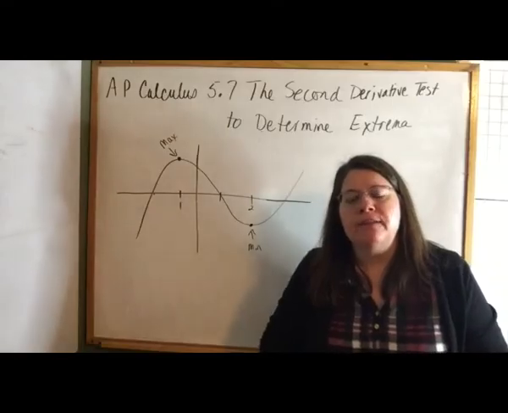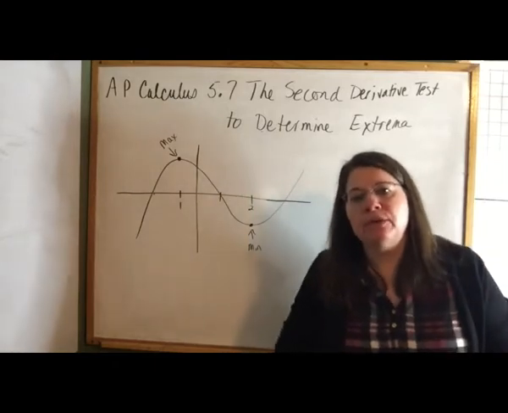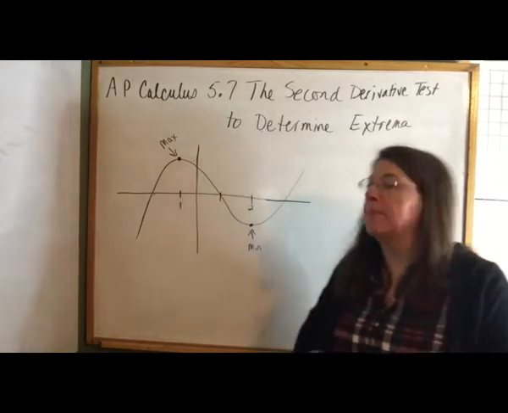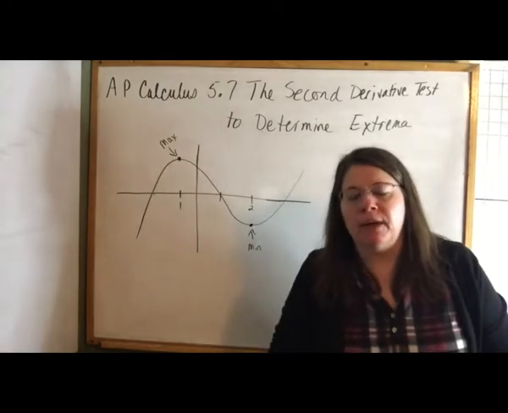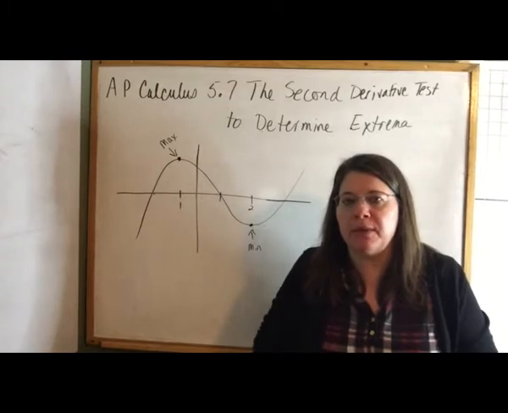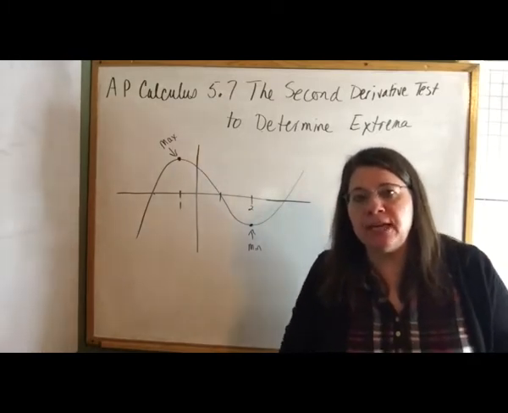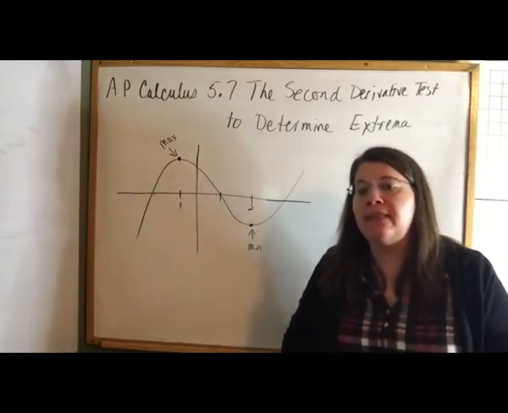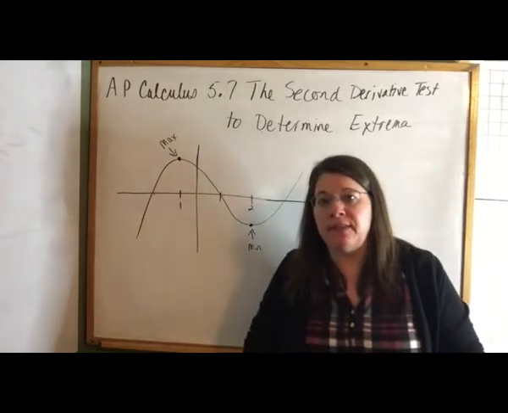This is AP Calculus 5-7, using the second derivative test to find relative extrema. This is just another way of finding relative maximums and minimums, or local maximums and minimums. The first derivative test will find your extrema, and the second derivative test will find the extrema.